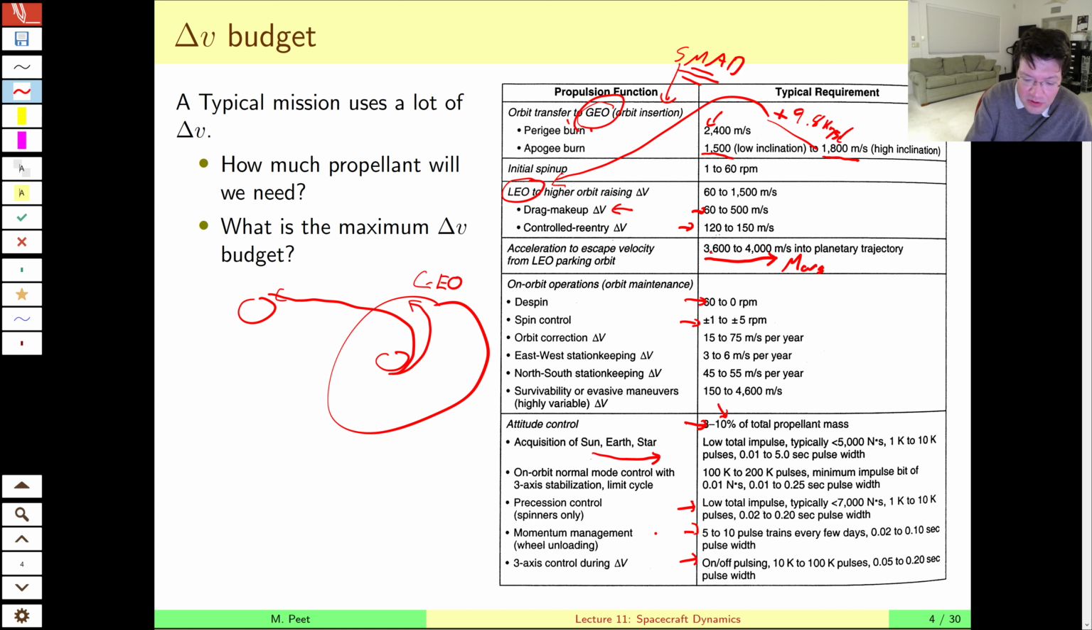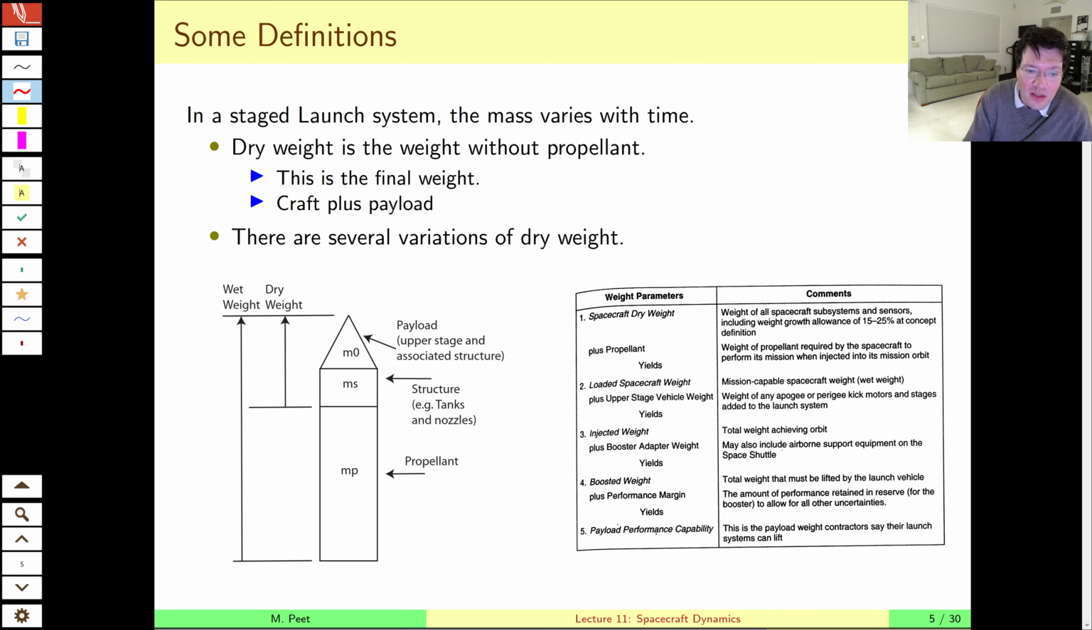So okay, that points to ultimately a lot of delta V to get up into orbit and a lot of delta V once you're in orbit. So a lot of delta V. So how do we create delta V? Before we talk about the delta Vs too much, I want to get some idea of what the rocket looks like.